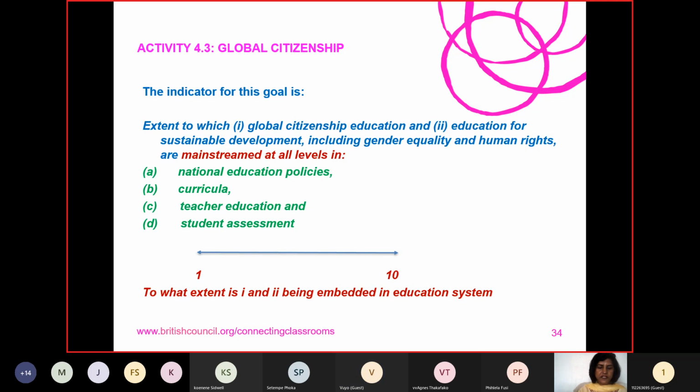Yes, I'm waiting for responses. Is this happening in your school? 8. Spoka, whoa, you'll have to share with us what you are doing. Brilliant. You got an 8. Yes, be open and honest. Does everybody know about the Sustainable Development Goals? 6 out of 10, Sidwell. Thank you.